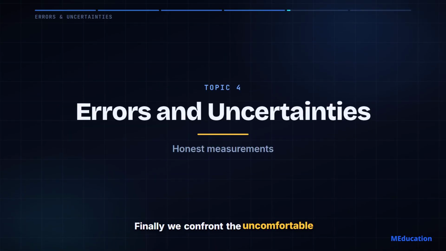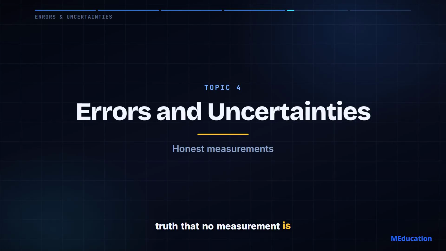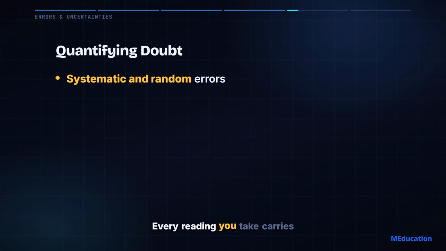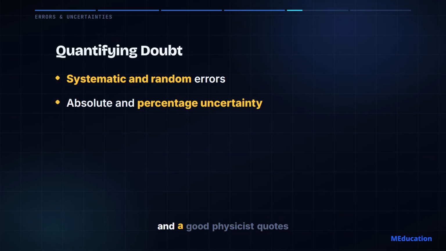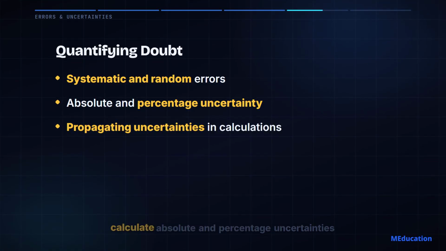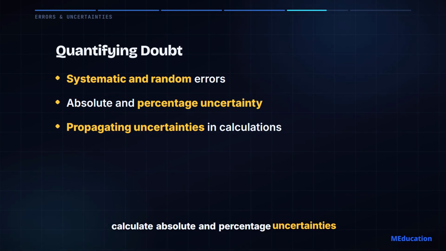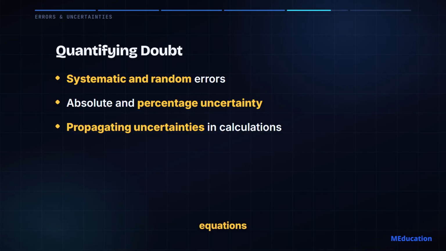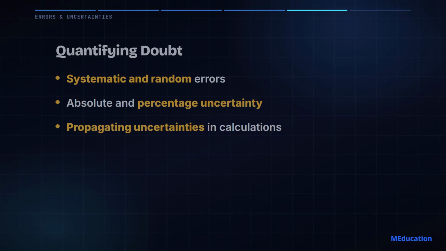Finally, we confront the uncomfortable truth that no measurement is ever exact. Every reading you take carries an uncertainty, and a good physicist quotes it. You will distinguish systematic errors from random errors, and precision from accuracy. Most importantly for your practical papers, you will learn to calculate absolute and percentage uncertainties and propagate them through your equations. These are some of the most bankable marks in Paper 3 and Paper 5. Learn the rules, and you collect them every session.